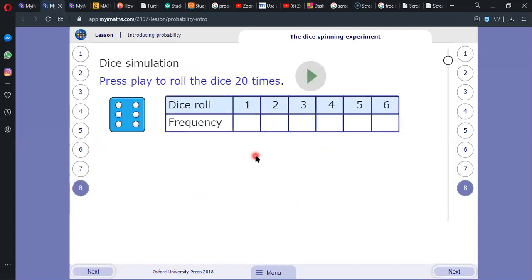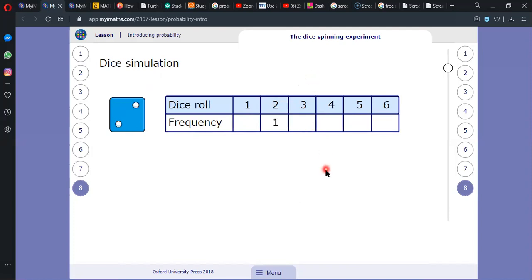Finally, for today's class, let us look at a dice simulation to show us what happens when we roll the dice. If I press the play button, it's going to roll the dice for me 20 times. The table you are looking at shows that on the dice we have 1, 2, 3, 4, 5, 6. Those are the numbers on the dice. The frequency is going to tell us the number of times each of these numbers appeared, or occurred, when we rolled the dice. So we're going to do it 20 times.